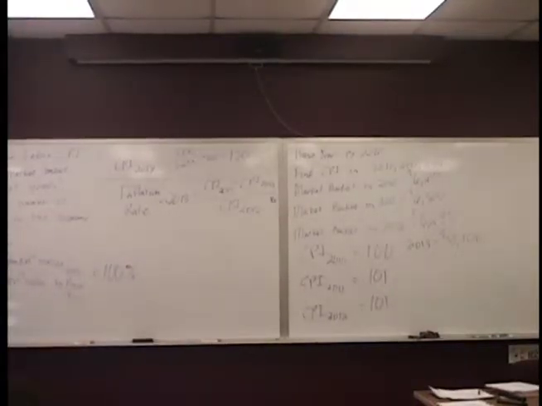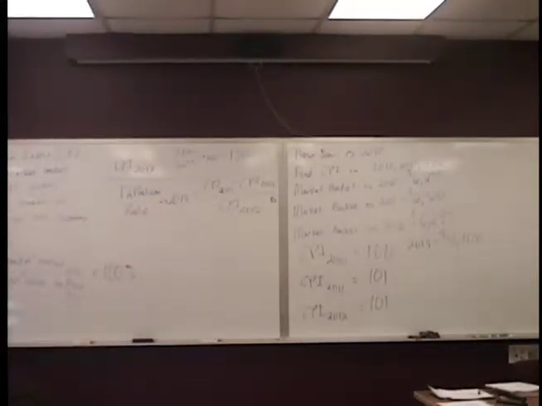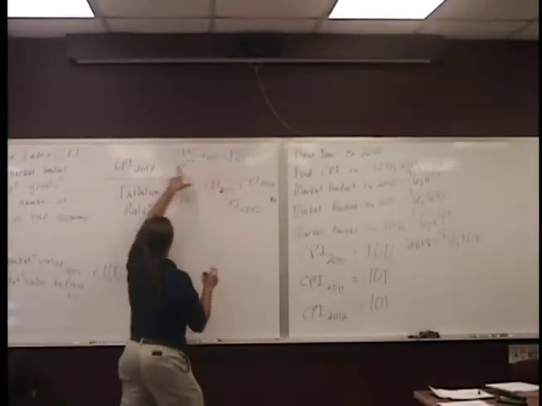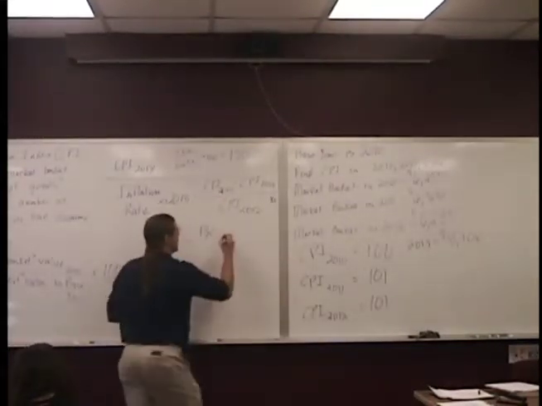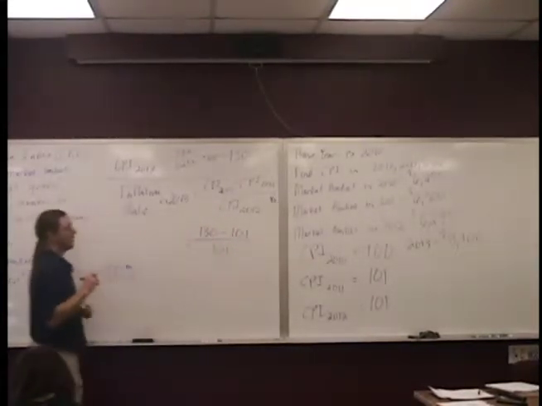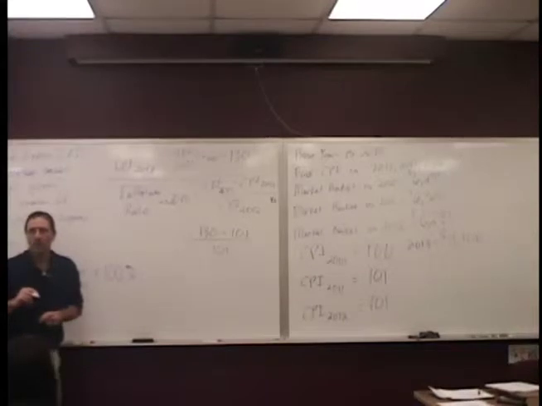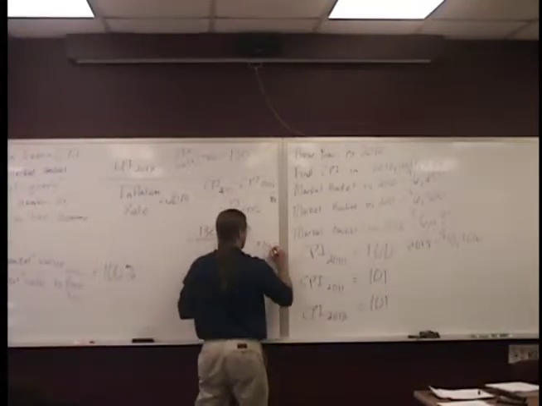This is a percentage increase in CPI from one year to the next. So if we wanted to figure it out for this example I came up with here, CPI in 2013 is 130. CPI in 2012 is 101. Divide by whatever CPI is in 2012, 101. 29%. Yeah, nasty. And then don't forget to multiply that number by 100.